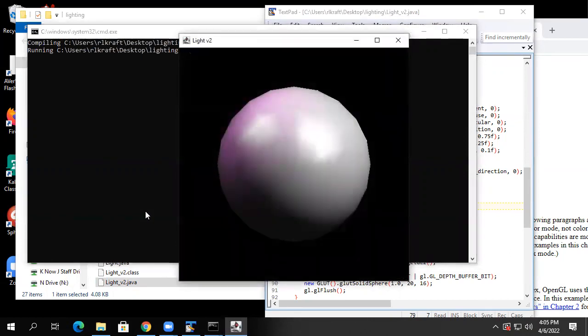Okay. So there's a mixture of a white light bulb and a purplish spotlight shining from two different directions. There's the specular effect of the spotlight. That's the specular effect of the light bulb. Okay.